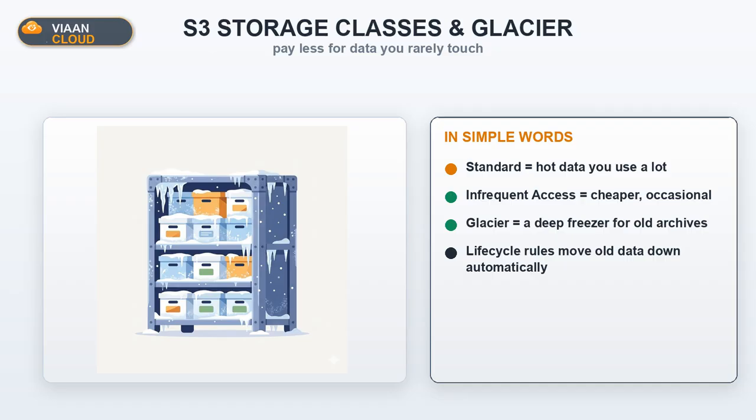And you don't pay the same for everything in S3. Standard is for hot data you use a lot. Infrequent access is cheaper for things you touch now and then. And Glacier is a deep freezer, dirt cheap for old archives you rarely open. Best of all, lifecycle rules move old data down to the cheaper tiers automatically.